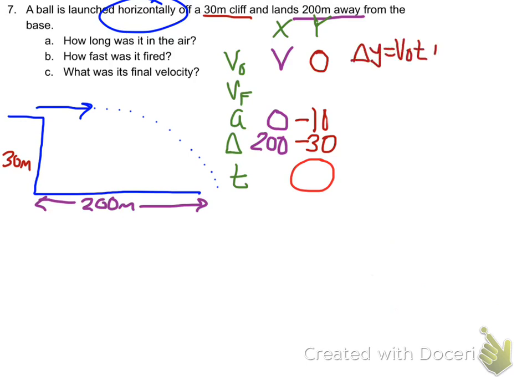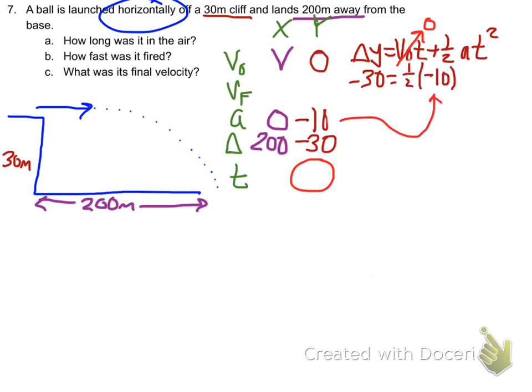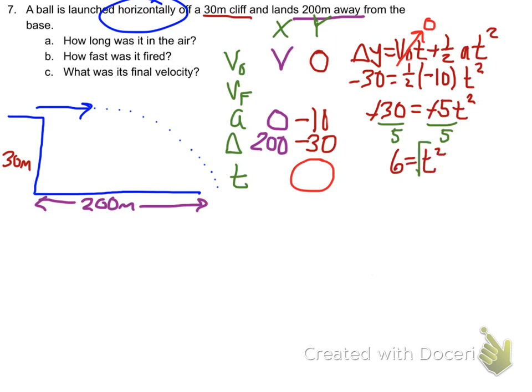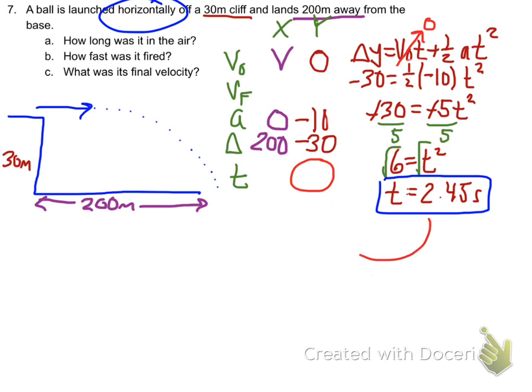So we'll start with our delta Y equation in this case. Delta Y is V0t plus 1/2 at squared. Negative 30 is our delta Y. Our initial velocity is 0. And we have 1/2 of the acceleration, negative 10, and t is what we're looking for, t squared. So we do a little bit of algebra, and we find that t is the square root of 6, which is 2.45 seconds.